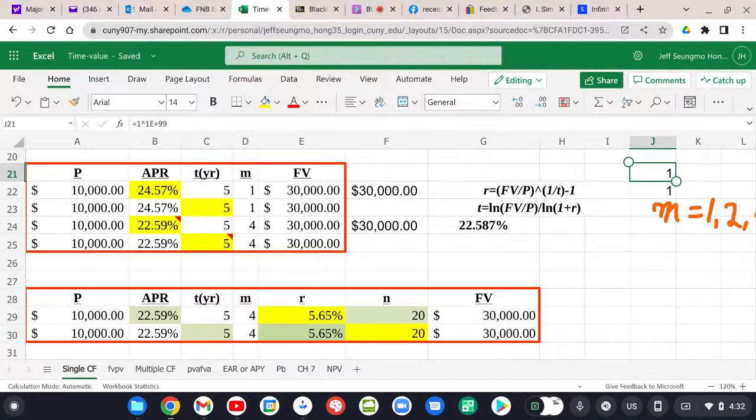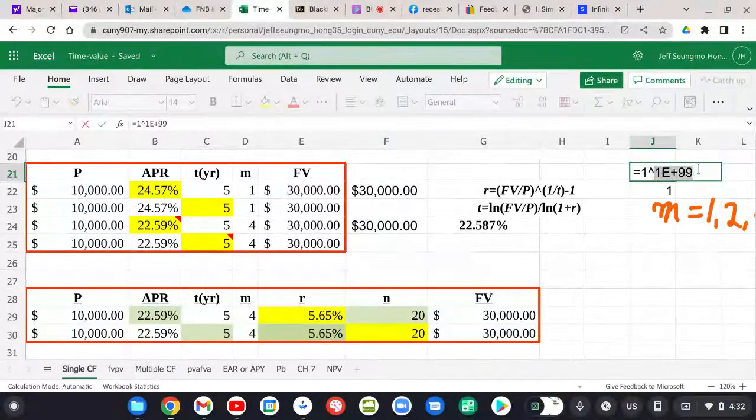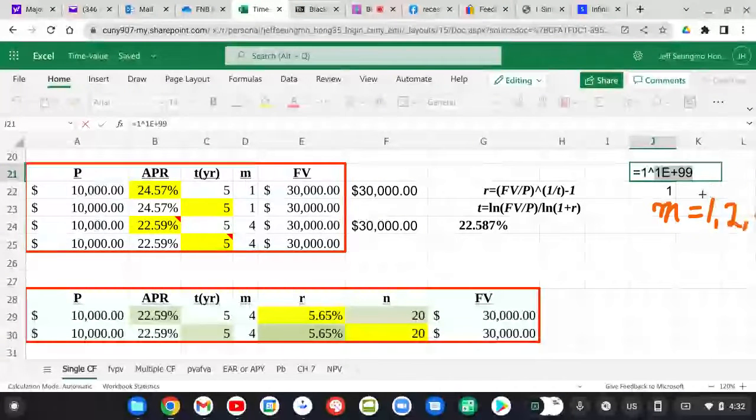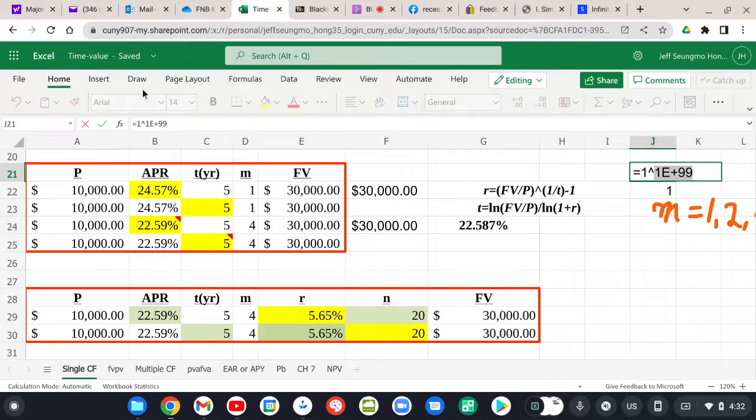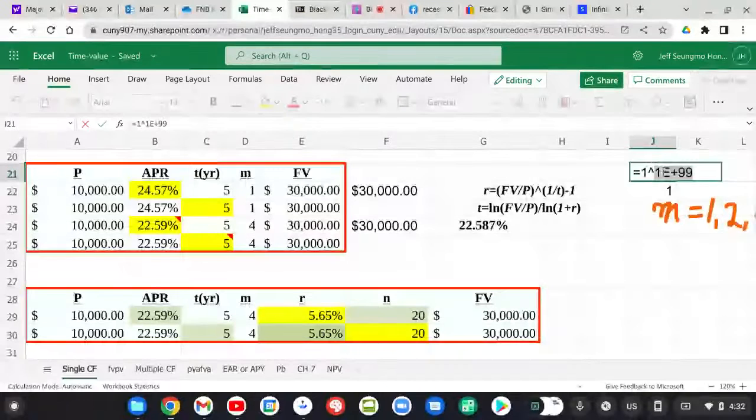Here, how do you put infinity in Excel? This is the infinity symbol. You can find it from Word symbols, or from the symbol menu here. But actually, how you enter infinity in Excel is 1E+99. It's like a lot of zeros.